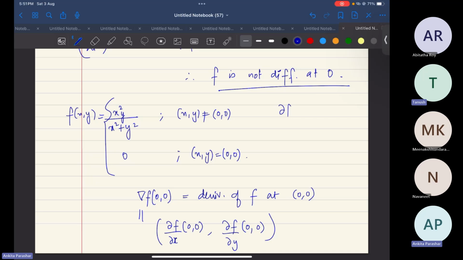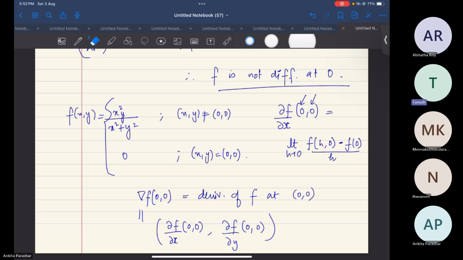So what is the definition of the derivative of f at this point? Can you tell me quickly the definition? Limit h tends to 0, f of x minus h, x comma y by minus... Here x and h, our points are 0, 0. Is that okay?